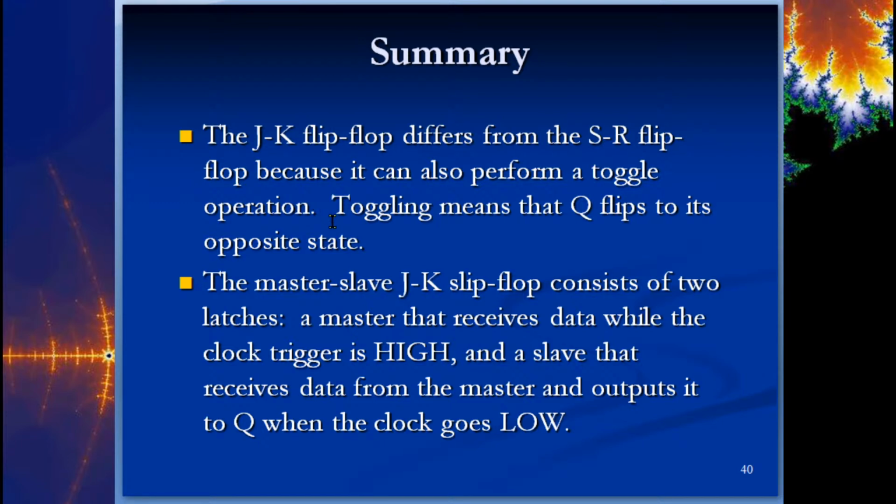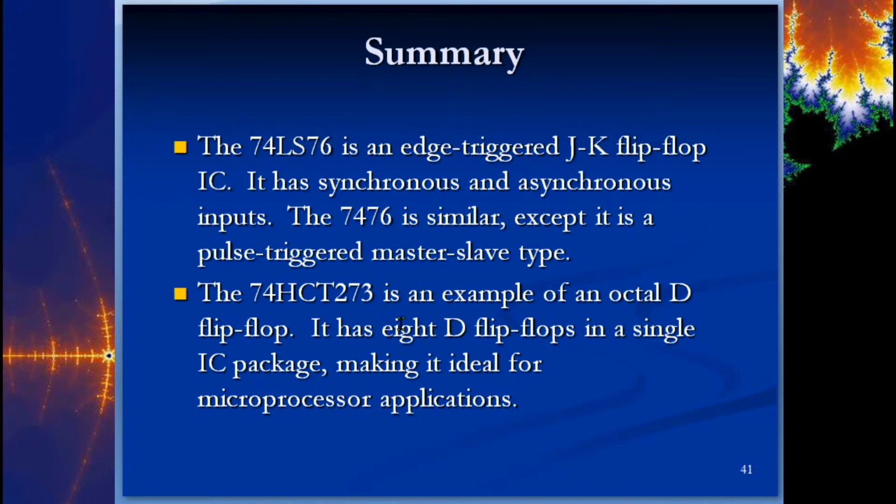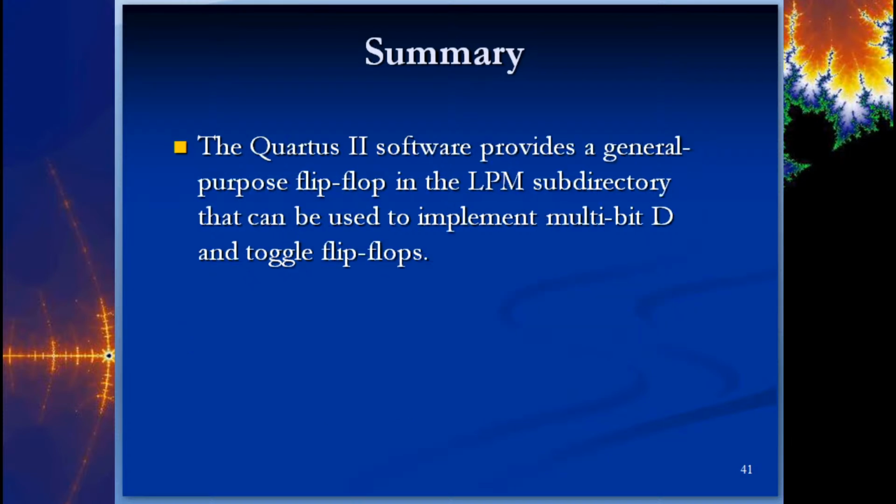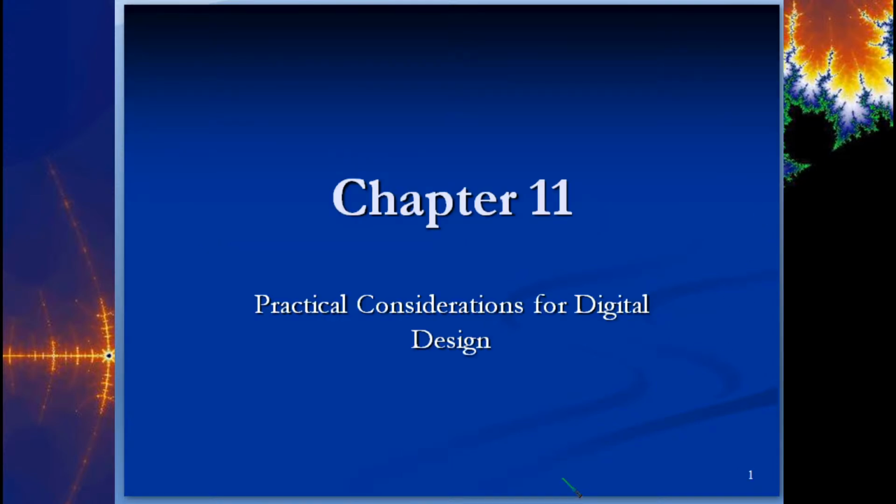The master SR, slave SR setup consists of 2 latches, one that receives the data while the clock is high, and another that receives it while it is low. And there we go, the 74LS76, edge triggered, negative edge triggered. That's what we would be using if we were building these in class. Okay, so that is all of the rest of Chapter 10.